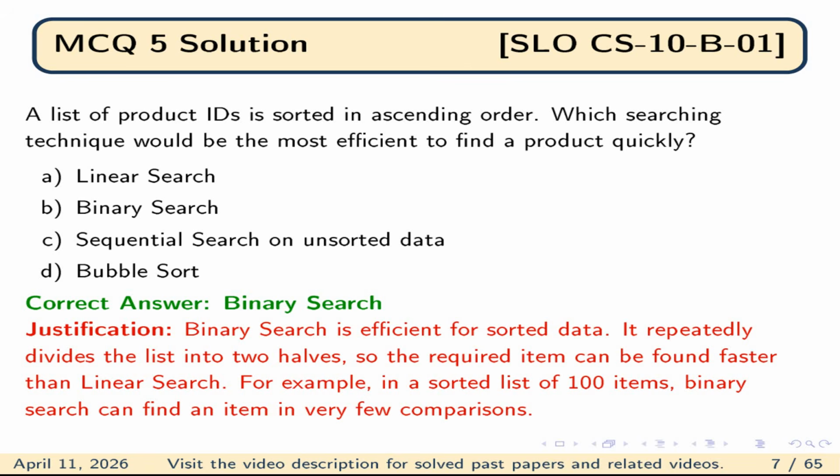It repeatedly divides the list into two halves, so the required items can be found faster than linear search. For example, in a sorted list of 100 items, binary search can find an item in very few comparisons. अगर आपके पास 1024 आइटम्स होंगी ना तो ये 10 कंपैरिजन में मैक्सिमम 10 कंपैरिजन में ये आंसर दे देगा.